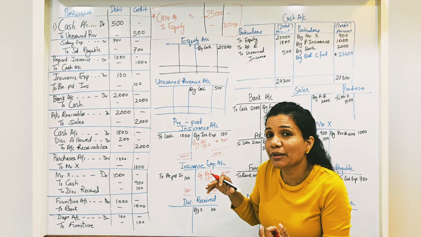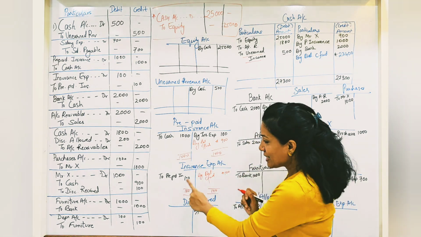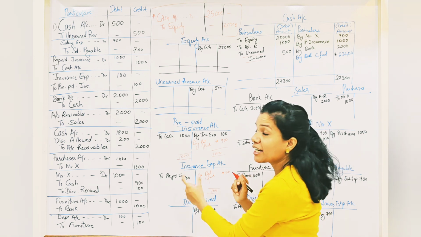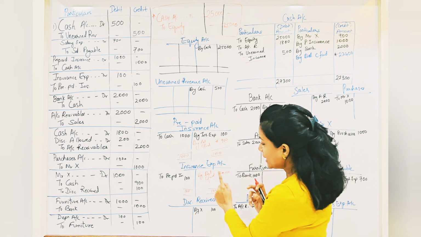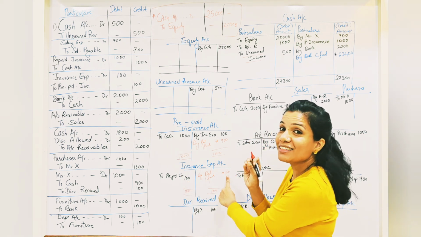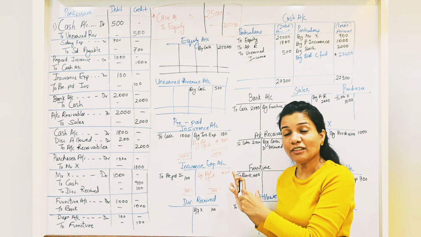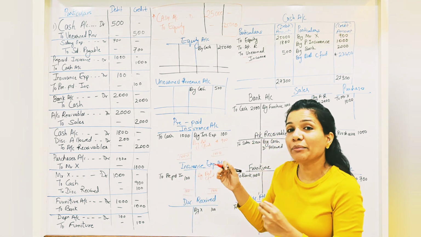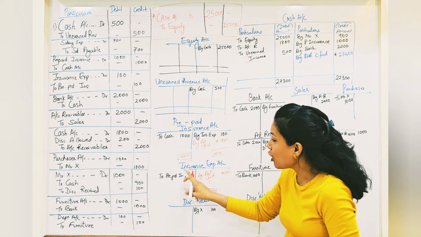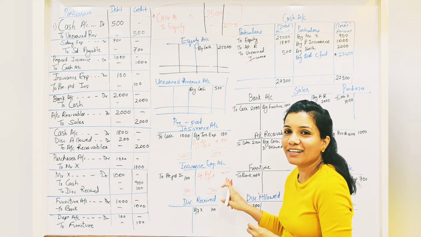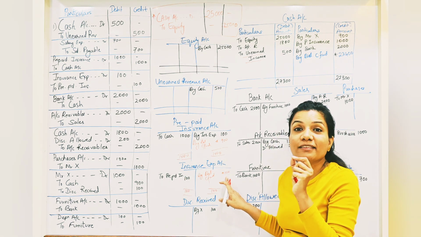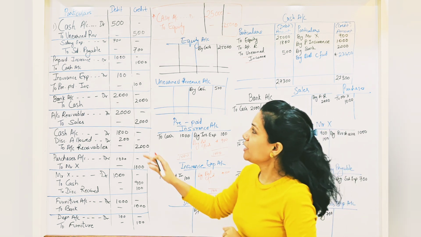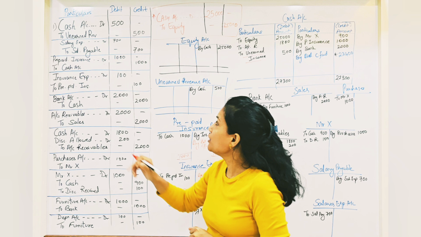Is this a debit balance or a credit balance? Since the debit side was heavier than the credit side, this difference represents the debit balance. It is written on the credit side, but it represents debit balance. So when I prepare the trial balance, insurance expenses 100 will be recorded in the debit column. Clear? Next one, bank account debit to cash.